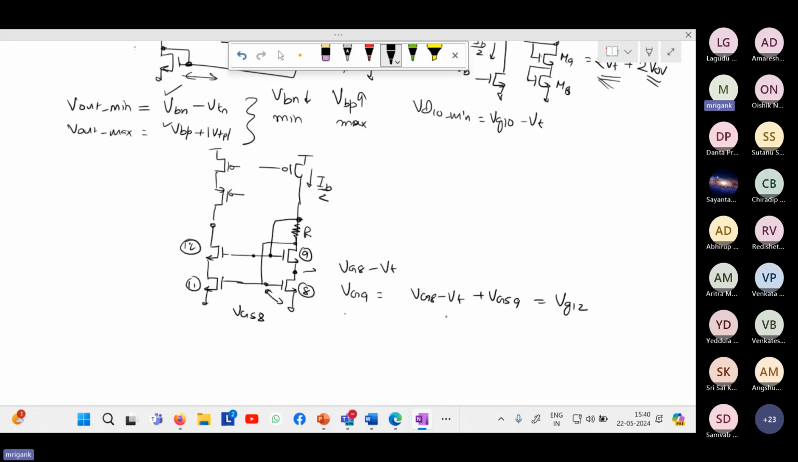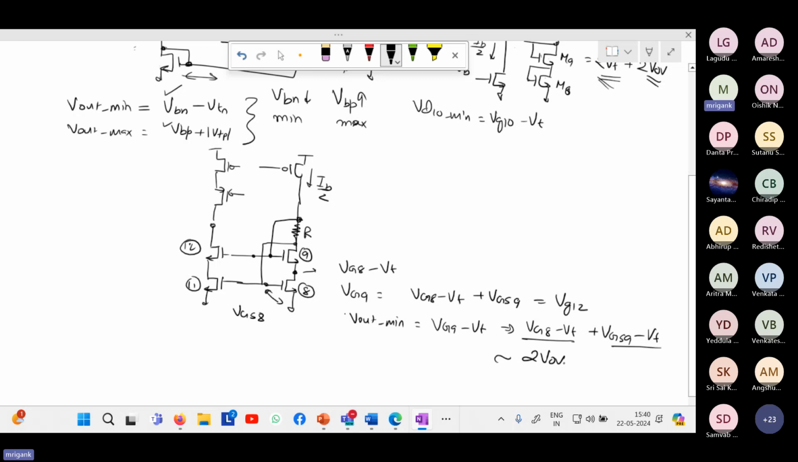Therefore, now in this case, what is the output minimum possible? Vout min in this case will be this VG9 minus VT, which is something like VG8 minus VT plus VGS9 minus VT. So this is something like the overdrive voltage, VGS minus VT, VGS minus VT, right? So this is something like 2 V overdrive. So Vout min, as compared to the earlier case, we are seeing that it is becoming 2 V overdrive.